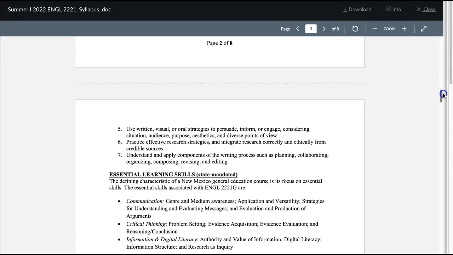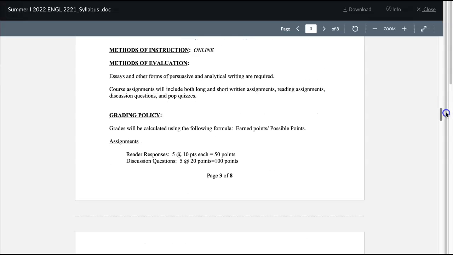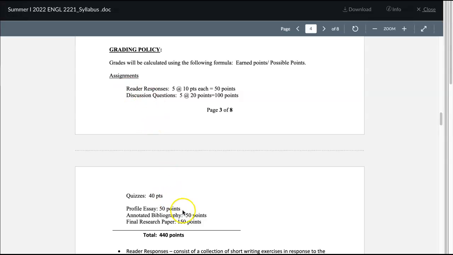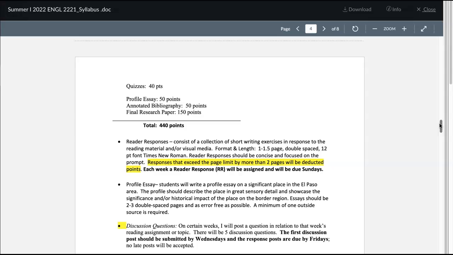So moving on, all of this is information that you can go ahead and read on your own. I do want to mention that these are the assignments. We have 5 reader responses, 5 discussion questions, 1 essay, an annotated bibliography, and a final research paper. It is important that you keep up with the assignments just because this is a summer class. Obviously you don't ever want to miss assignments in any class, but when it comes to a summer class, because they're so fast-paced, you can't really afford to get behind on any assignment, because once you get behind, it's very difficult to catch up, just because, like I said, they are very fast-paced.